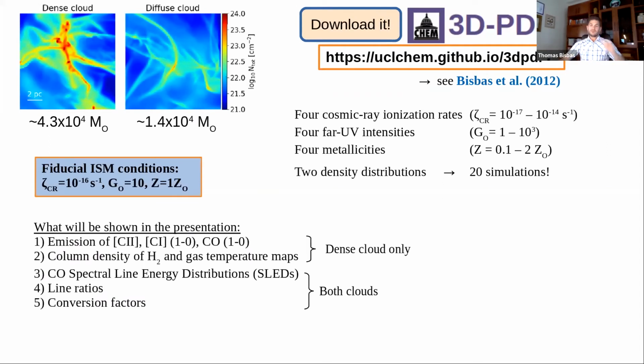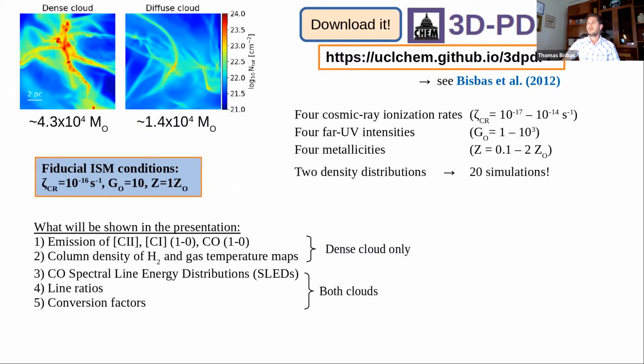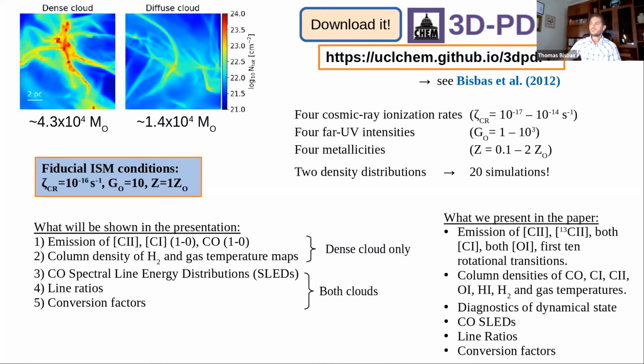In the paper we actually present a lot of results. I have no time to go through all of those. You're welcome to see the paper. What I will show you today is emission of different coolants, the most important coolants for the dense cloud, as well as the column density of molecular hydrogen and the gas temperature maps. And for both clouds, I will show the CO SLEDs, the spectral line density distributions, line ratios, conversion factors, which are quite interesting. But as you see in the main paper, we have many other results.